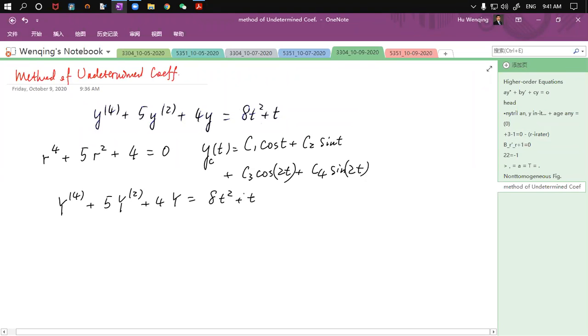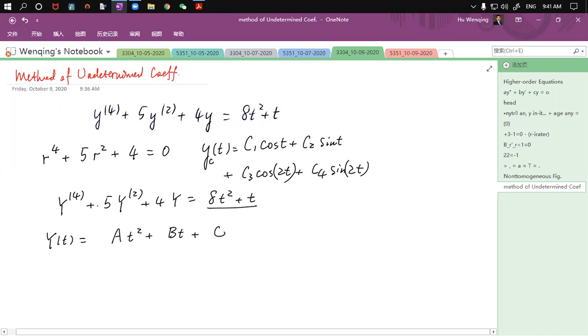How do you find a solution? Well, you're going to try a particular solution, y of t. As we said, the right-hand side is a polynomial, so you should try a polynomial. But what's the order of the polynomial? Our principle says you should try a polynomial of the same order. So that means it should be a t squared plus b times t plus c. You cannot try third order or first order. It has to be the same order here.